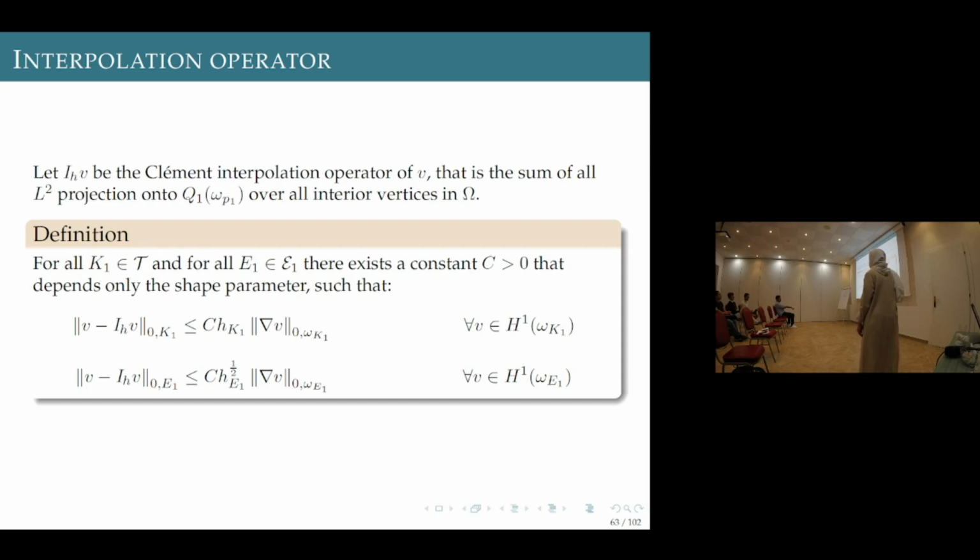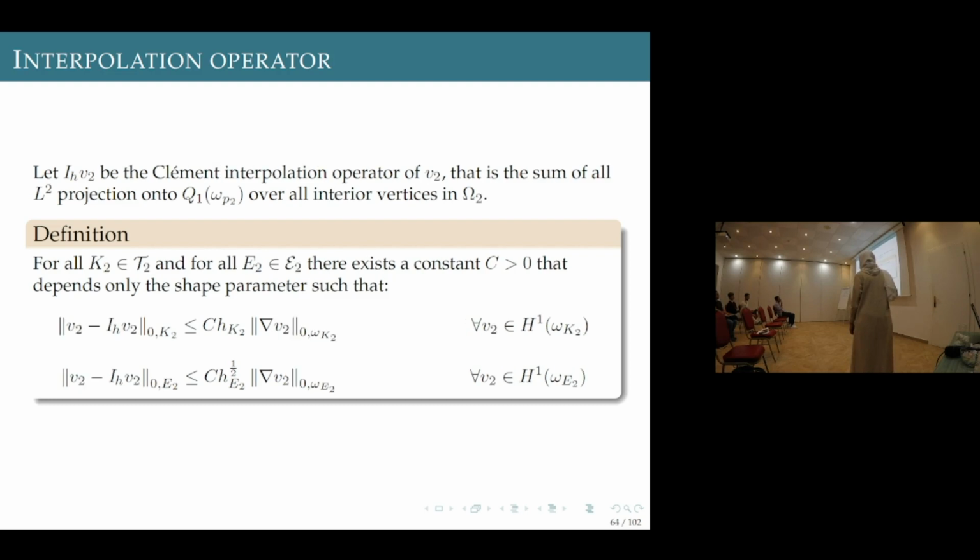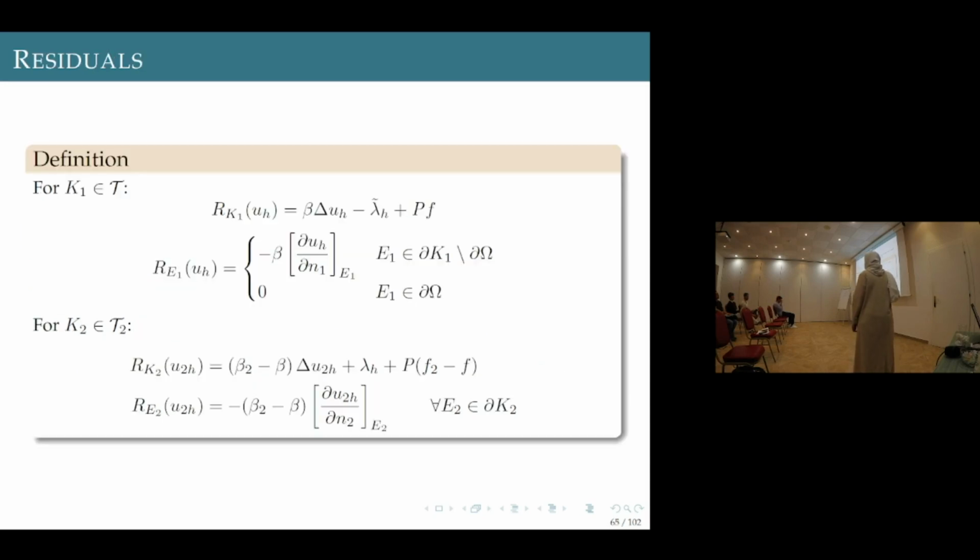The second tool we use is the interpolation operator, and here we use the Clément interpolation operator, which maps the sum of all the L2 projections of v into the Q1 part of the set of all elements that share one point with the cell K_1. It satisfies these bounds locally. The second operator is also a Clément operator that sums all the L2 projections of v_2 into the Q1 part of the set, which also satisfies these bounds locally.